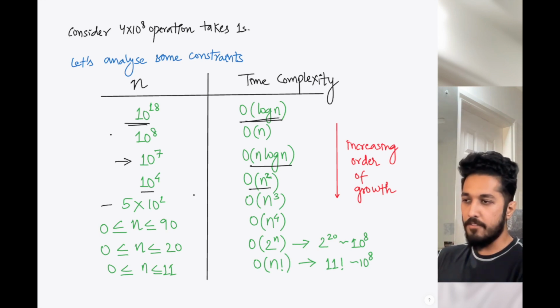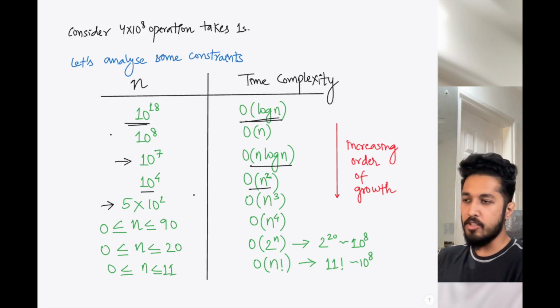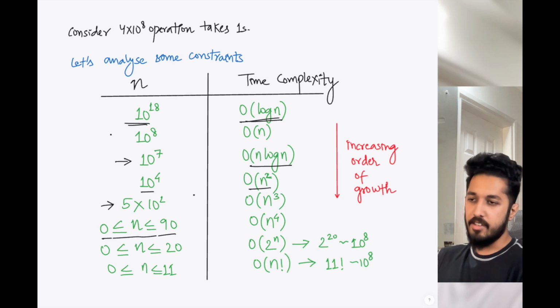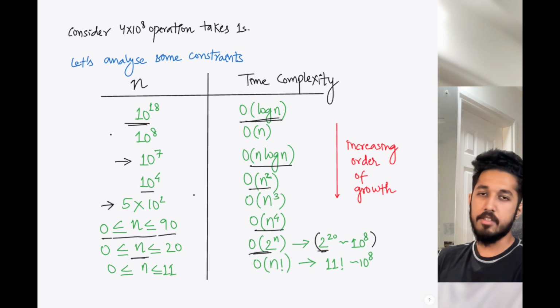Now coming on to if n is 5 into 10 square, it will have a time complexity which can be accepted as big O of n cube. Similarly, if n is in a range of 0 to 90, a big O of n to the power 4 algorithm will also be accepted under 1 second. Similarly, if n ranges between 0 to 20, then the worst case complexity for an algorithm that can run under 1 second with this constraint is going to be big O of 2 power n, because 2 power 20 is approximately 10 to the power 8 operations.